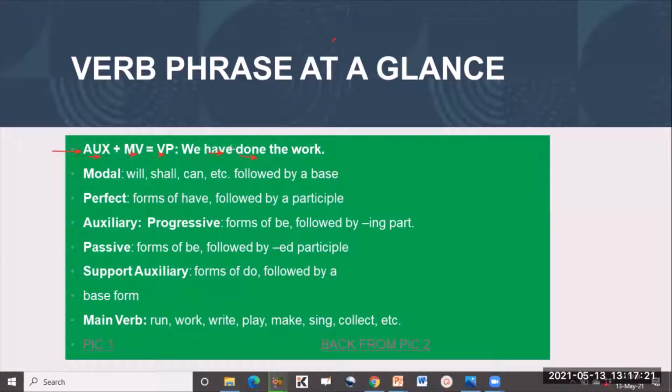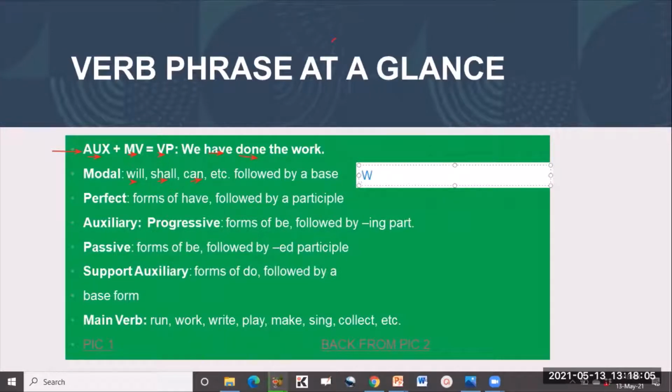Now, there are various elements, various realizations within the verb phrase, various forms that we can look at. For example, within the verb phrase, you will find some modals such as will, shall, can, etc., followed by a base. What do we mean by this? All right.